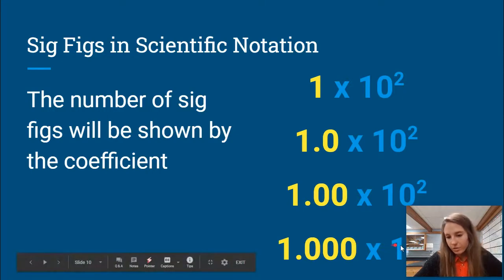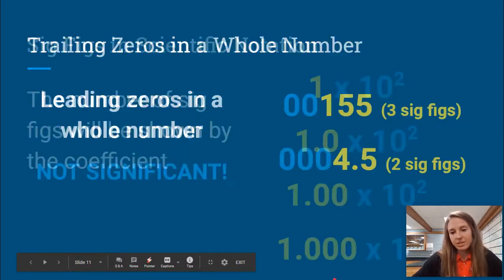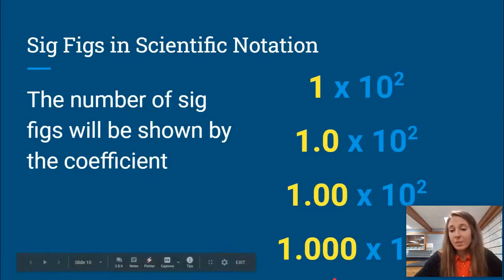And then this one, this is also times 10 to the second, but you can't see it behind my face. 1.000 times 10 to the second would have 4 significant figures because the coefficient has 4 sig figs in it. So the number of digits in your coefficient, when a number is written in scientific notation, is equal to the amount of sig figs in that value, always.